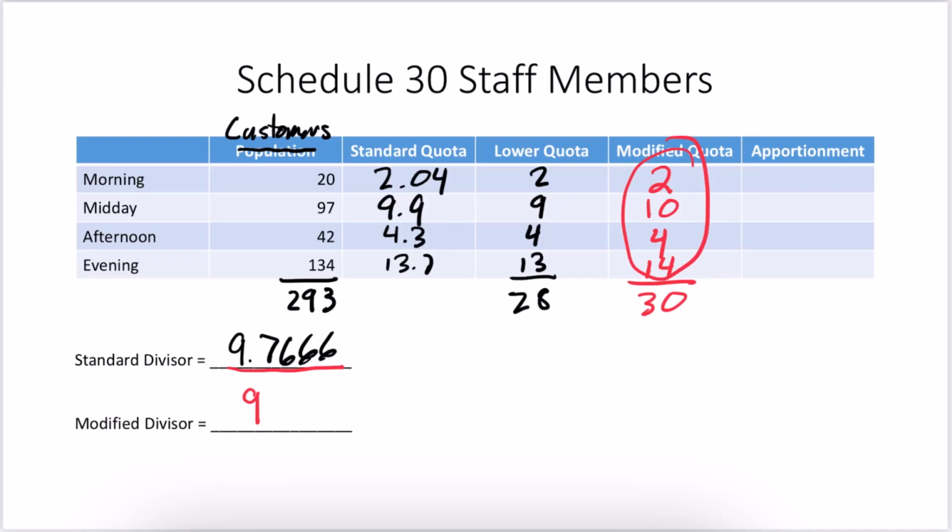And again, you may have to adjust your divisor a couple times until you get them to all add up to the total perfectly. But that's the way that you use Jefferson's method.